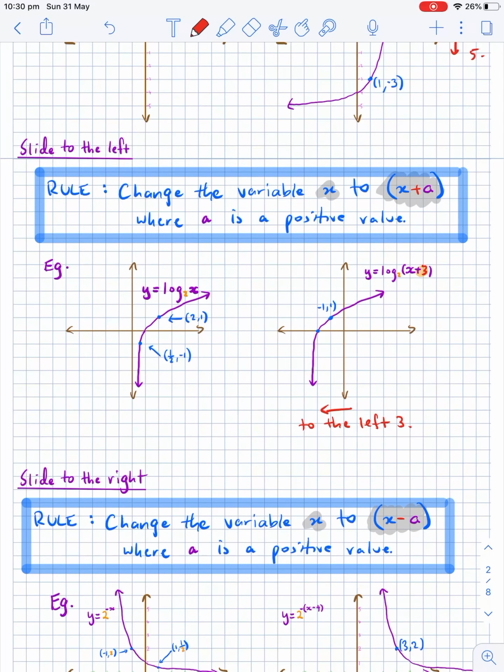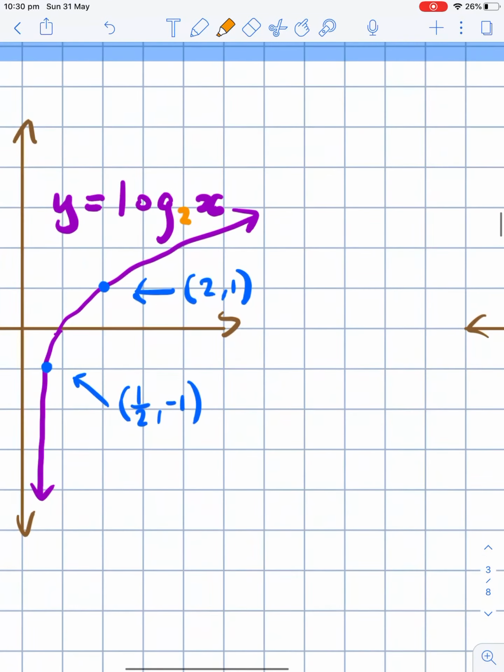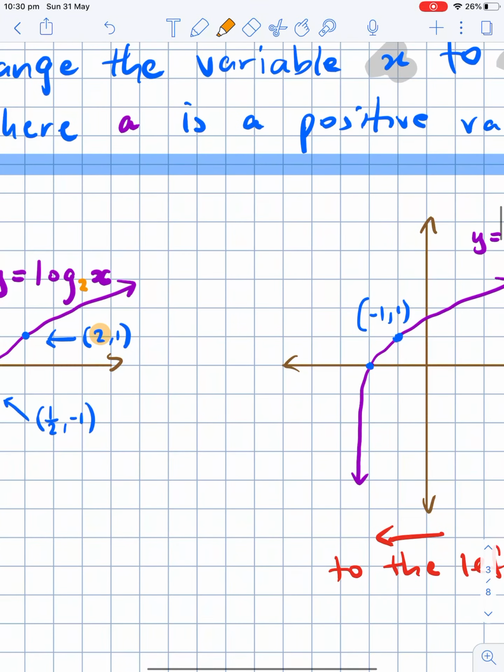You can see here that this point (2, 1) has literally moved to make (-1, 1). That 2, if I move it to the left 3, if I minus 3 from it, it goes all the way to this negative 1.